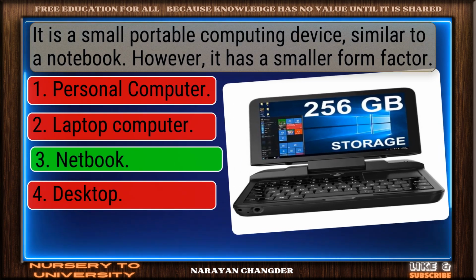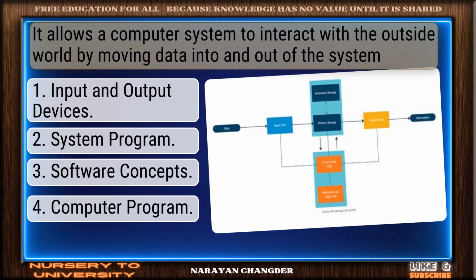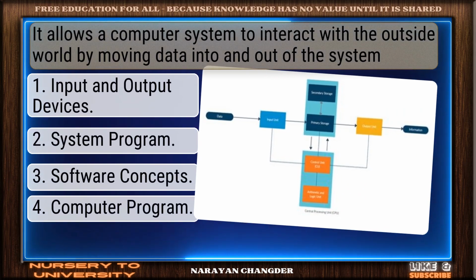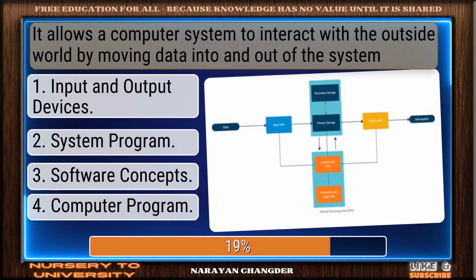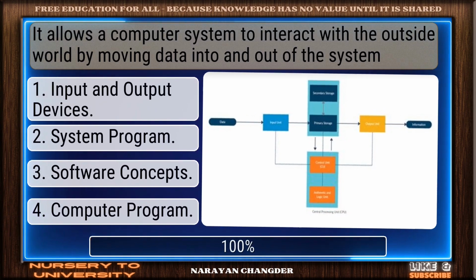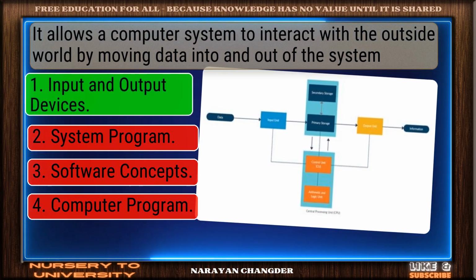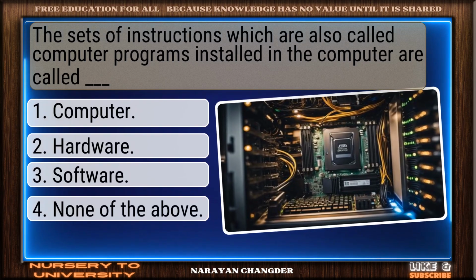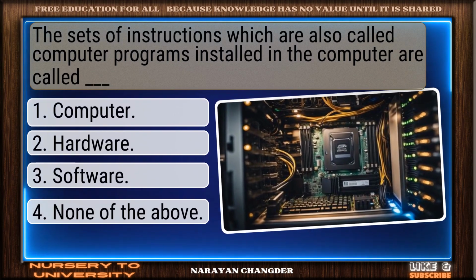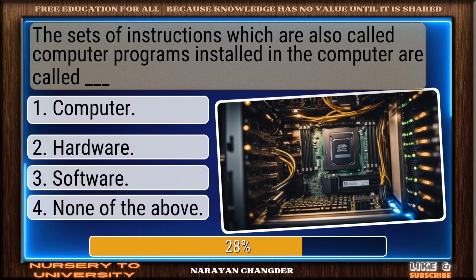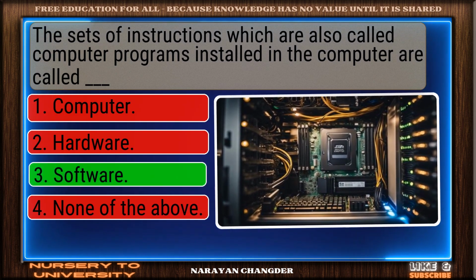You're right. Netbook is correct. It allows a computer system to interact with the outside world by moving data into and out of the system. Exactly. Input and output devices make sense. The sets of instructions, which are also called computer programs installed in the computer, are called dash. Nicely done. Software is solid.